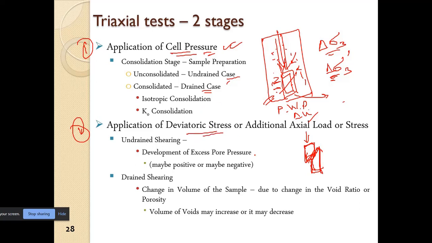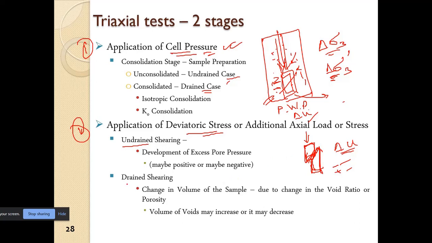Now in that case also we may consider 2 options. One is when the pore water pressure is not allowed to drain. In that case, excess pore water pressure will develop, so delta U will develop. Delta U may be negative or it may be positive. When it will be negative and when it will be positive, we will see in the coming slides. But the thing is that it is undrained, so drainage will not be allowed, and therefore pore water pressure will change.